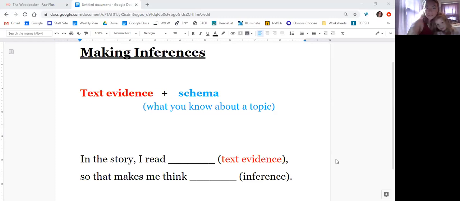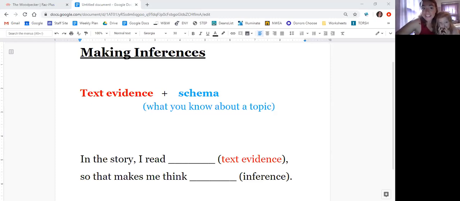Take your finger, put it underneath the first word. We're reading together on 2. 1, 2. In the story, I read blank. So that makes me think blank. Okay, let's do our hand motions with it this time. Ready? In the story, I read blank. So that makes me think blank.